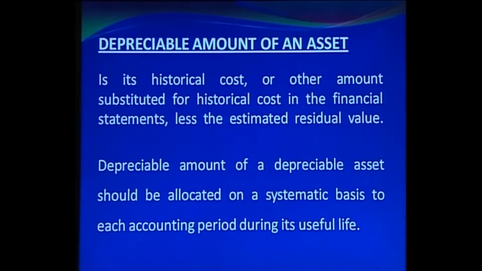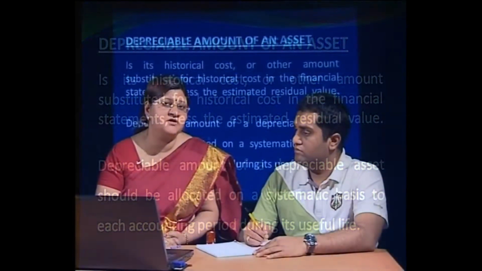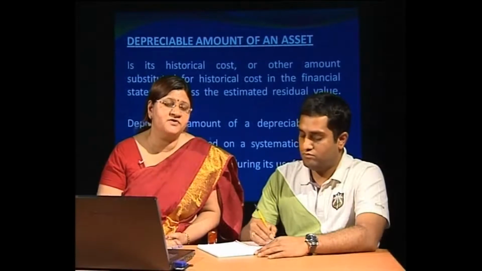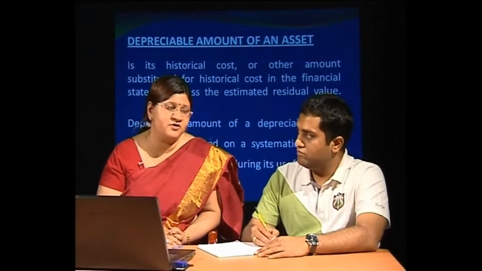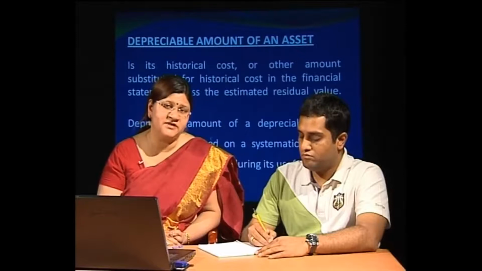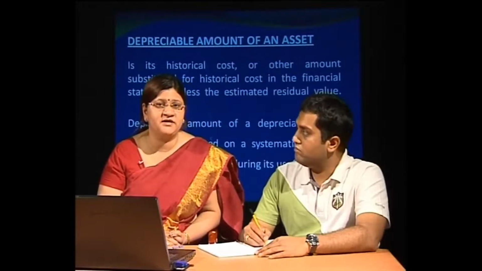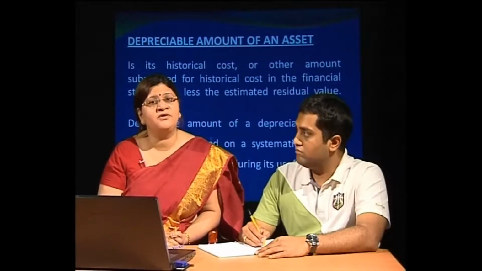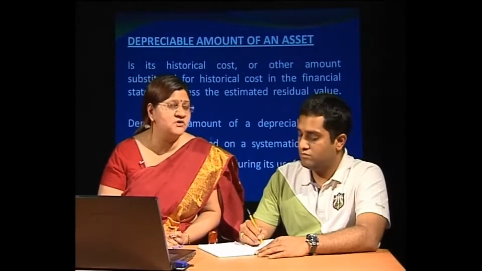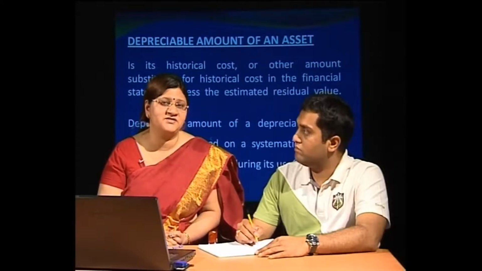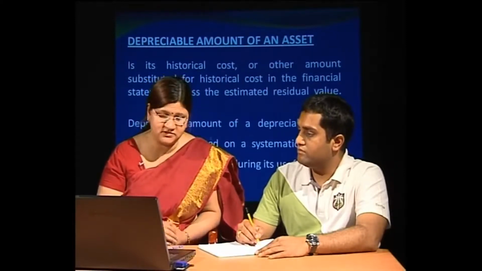Depreciable amount of a depreciable asset should be allocated on a systematic basis to each accounting period during its useful life. Meaning thereby that this amount has to be spread over a certain number of years, and this number of years will be the useful life of the asset. So, with each coming year there will be a certain amount which is to be written off over the P&L. It is a charge on the P&L account. A particular amount is to be written in the P&L account. We have to write off such value of the asset on a systematic basis.